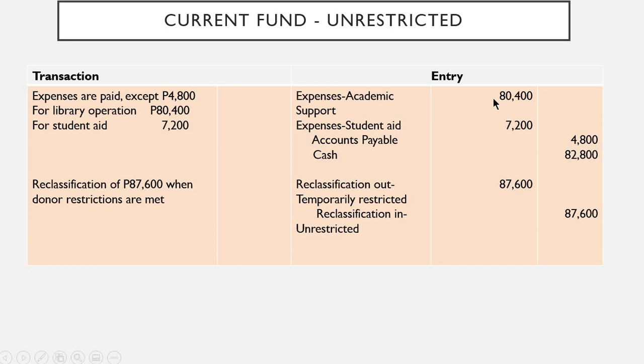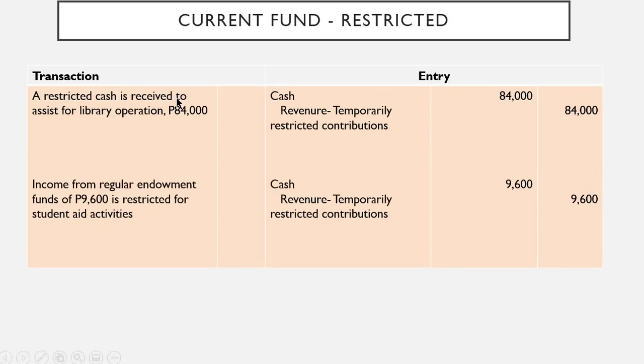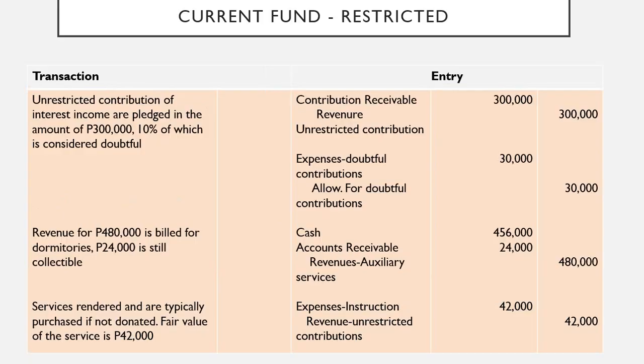Okay, that's total to 87,600. Dahil may 4,800 na hindi pa daw nabayaran, kaya accounts payable pa natin yun, 4,800. With an additional credit for cash, 82,800. Ayan. So dahil, okay, yung 84,000 or part of the 84,000 dito sa transaction na to, dahil part of the 84,000 has already been used for library operation, kailangan na natin siya i-reclassify from temporarily restricted net asset classification to unrestricted.